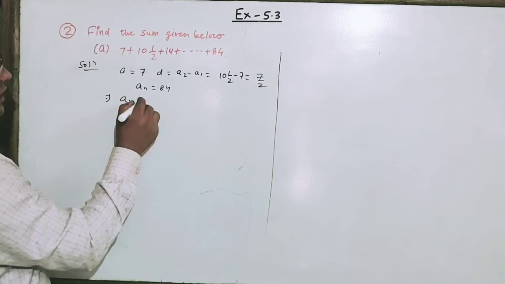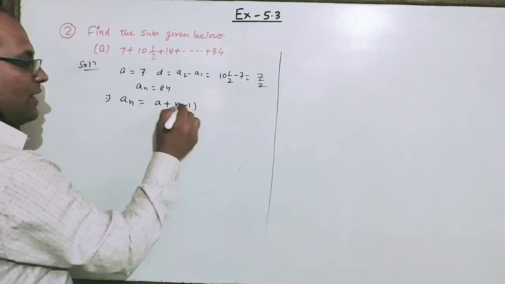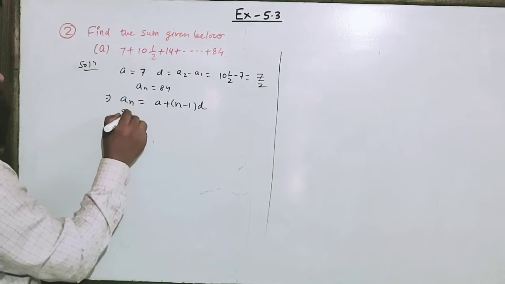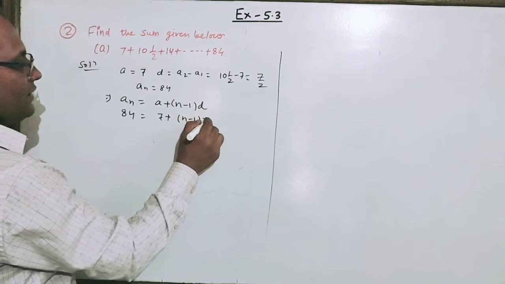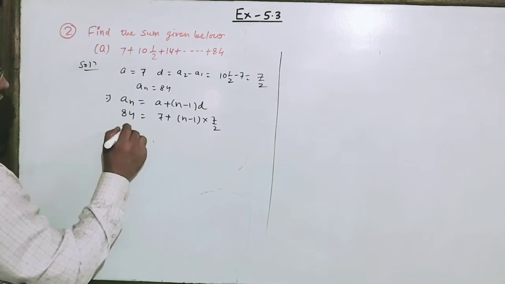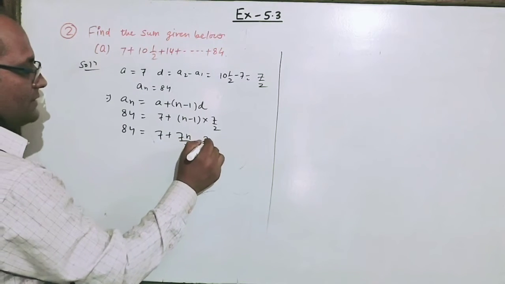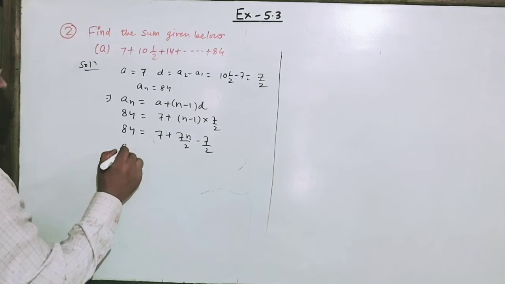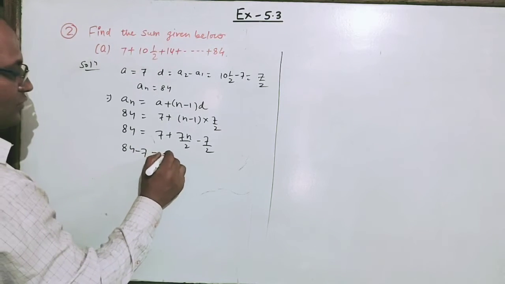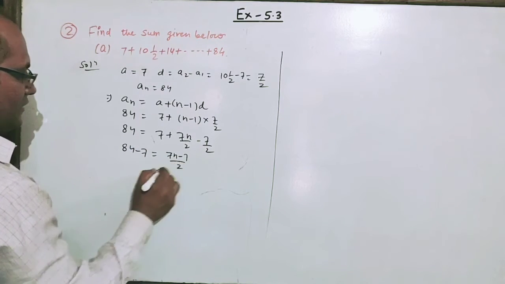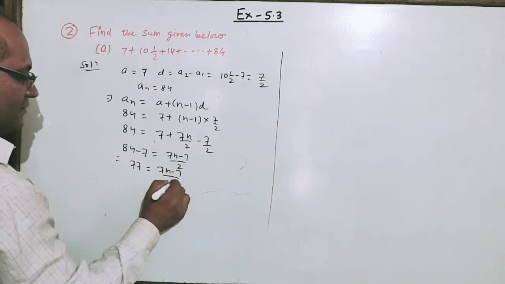So use the formula that we have used earlier also: an equals a plus n minus 1 into b. 84 equals 7 plus n minus 1 into 7 by 2. So 84 equals 7 plus 7n by 2 minus 7 by 2. You will write like this: 84 minus 7 equals 7n minus 7 by 2. It will be 77 equals 7n minus 7 by 2.